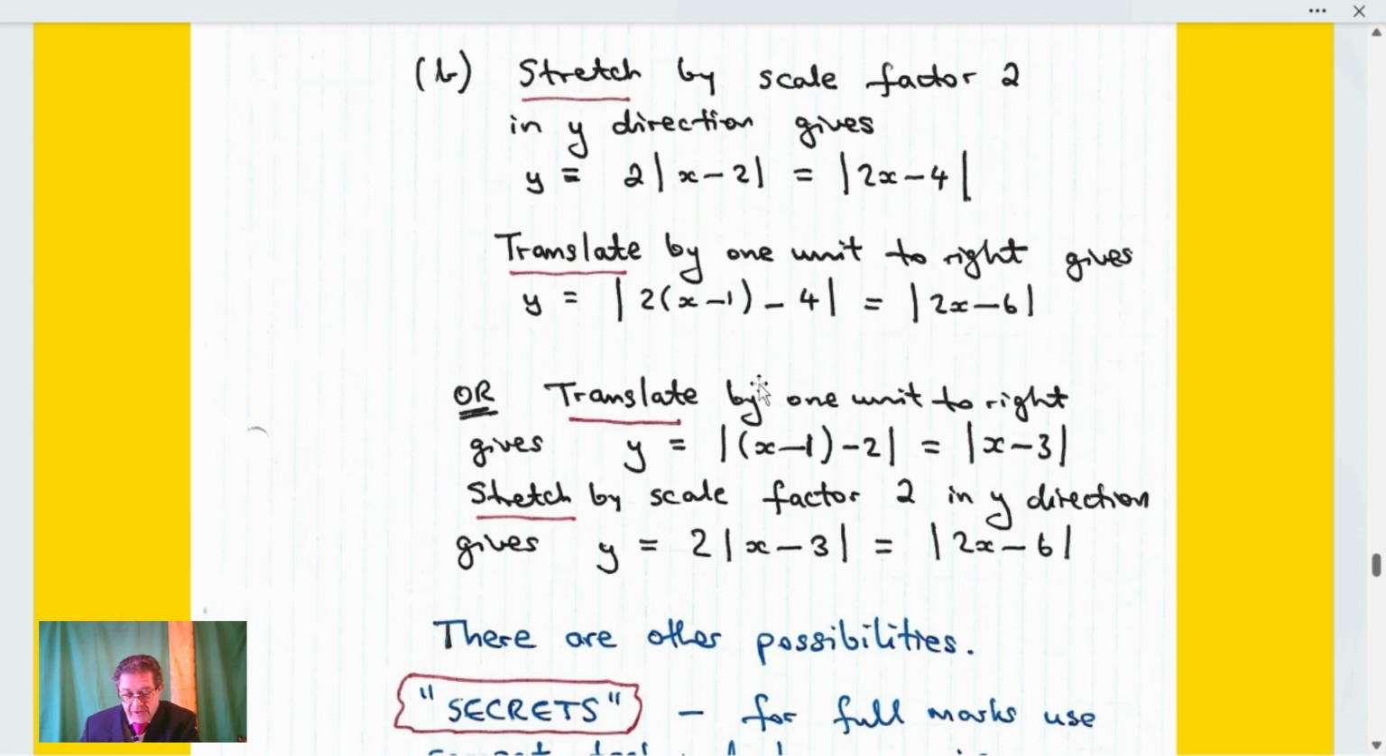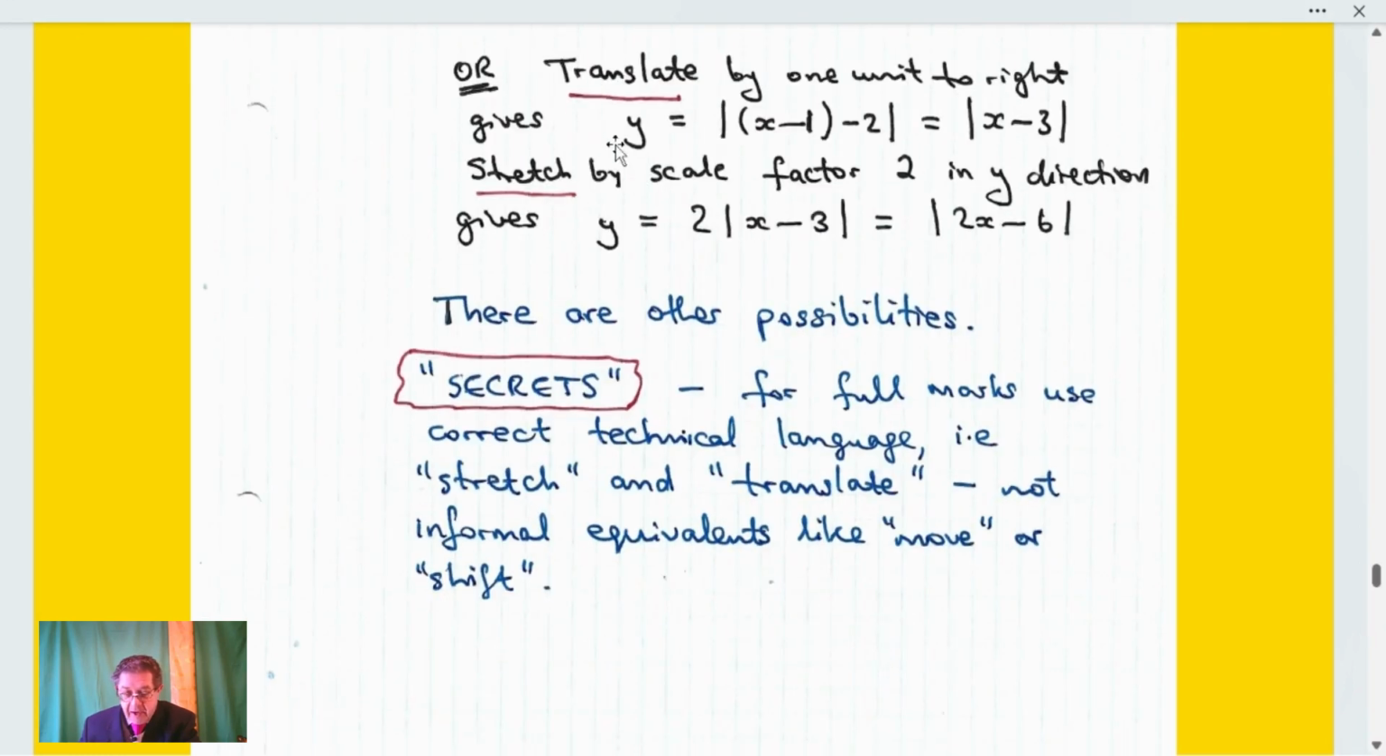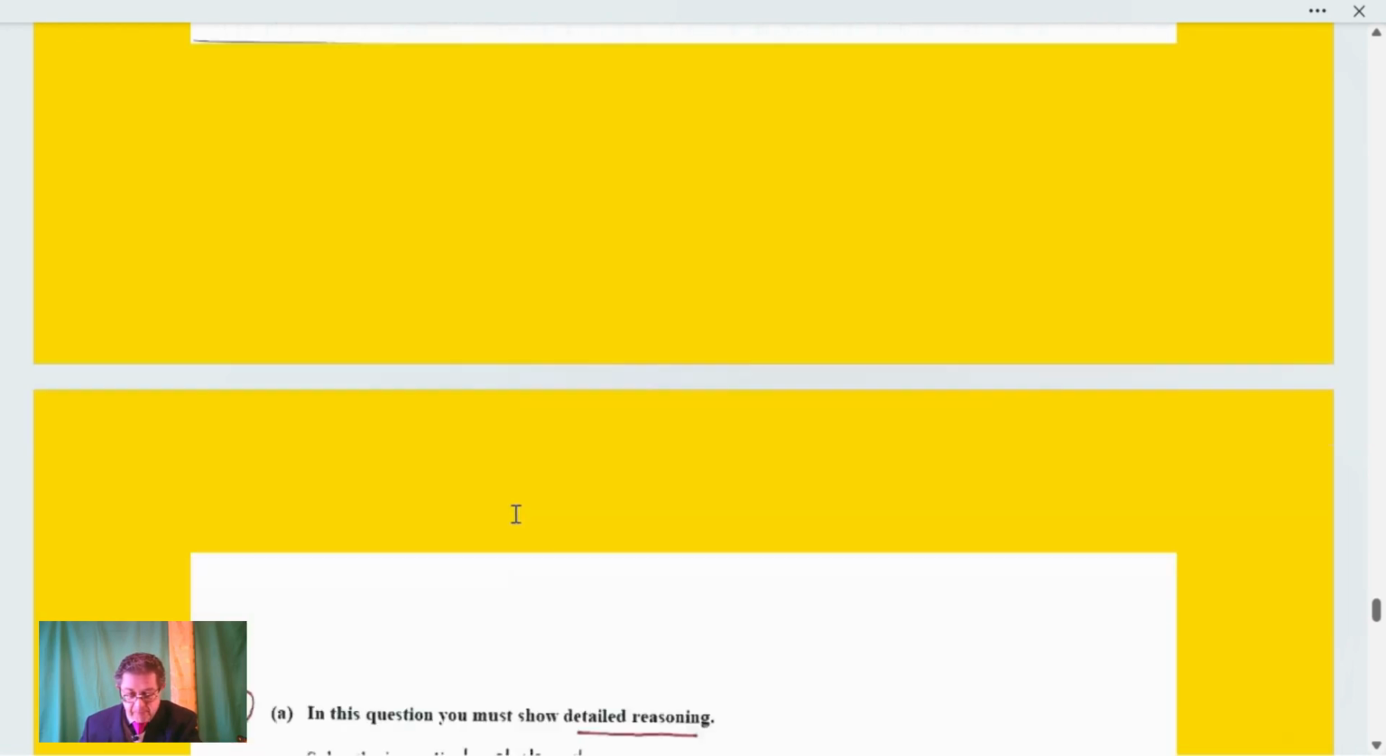This is a detailed reasoning question, so you need to actually explain why these transformations are correct, as I have shown. Also, make sure you use the correct terminology. Use stretch and translate. Don't use informal equivalents like move or shift. The examiner does want to see that you can use the correct terminology here.